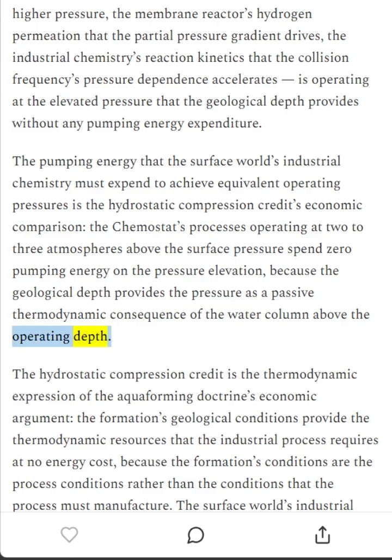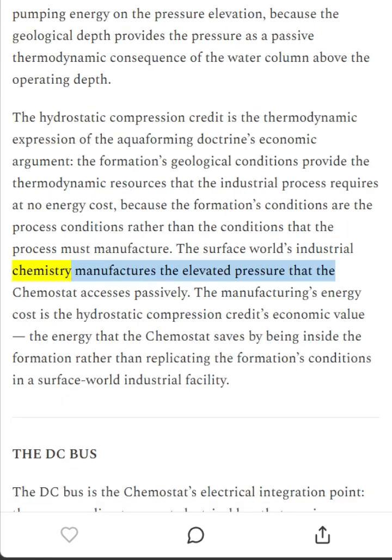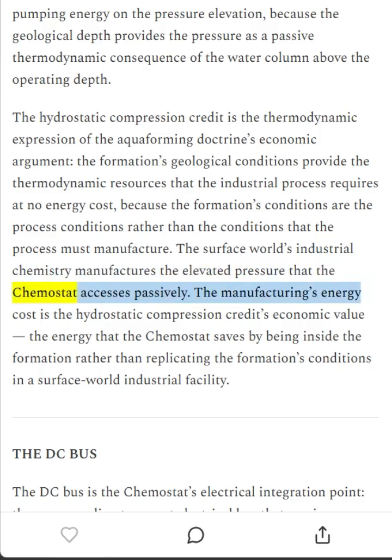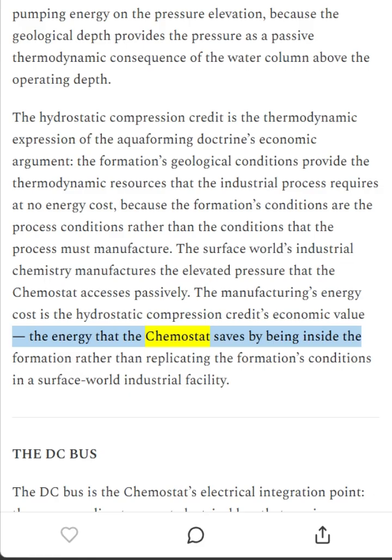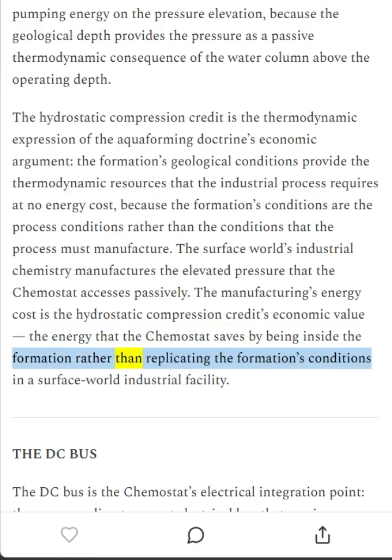above the operating depth. The hydrostatic compression credit is the thermodynamic expression of the aquaforming doctrine's economic argument. The formation's geological conditions provide the thermodynamic resources that the industrial process requires at no energy cost, because the formation's conditions are the process conditions rather than the conditions that the process must manufacture. The surface world's industrial chemistry manufactures the elevated pressure that the chemostat accesses passively. The manufacturing's energy cost is the hydrostatic compression credit's economic value, the energy that the chemostat saves by being inside the formation rather than replicating the formation's conditions in a surface world industrial facility.